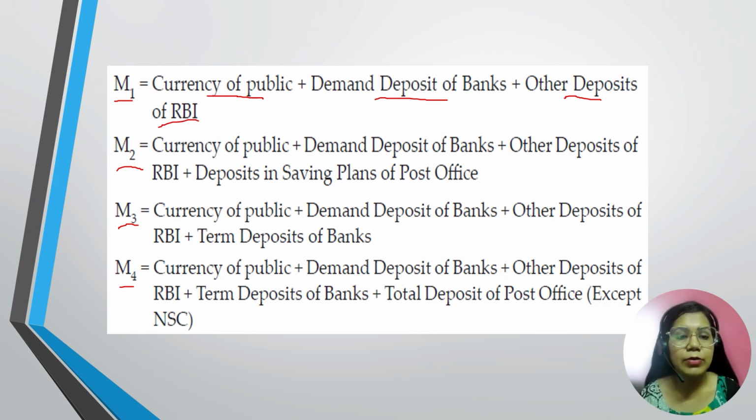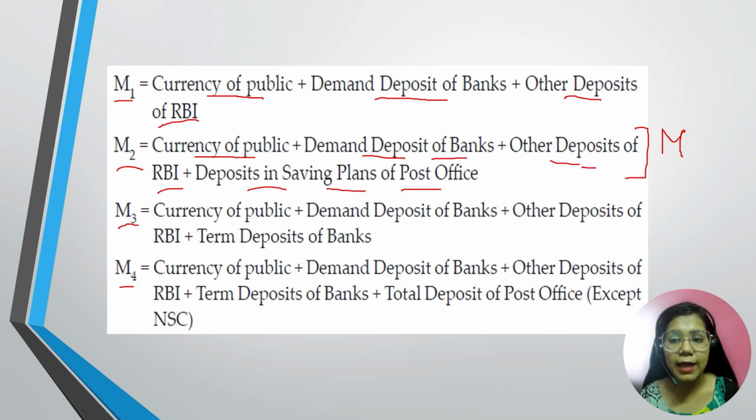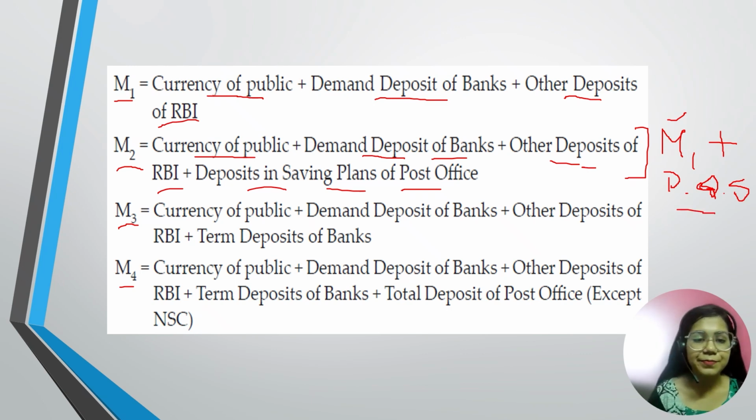Now let's talk about M2. M2 included currency of the public, or cash in the hands of the people, plus demand deposits of the banks, plus other deposits of the RBI, plus deposits in the saving plans of post office. So we can easily see what M2 is. The first three measures are the same as in M1. So we can write M2 as M1 plus the deposits in saving plans of post office, or post office savings. So M2 is M1 plus post office savings. Okay.